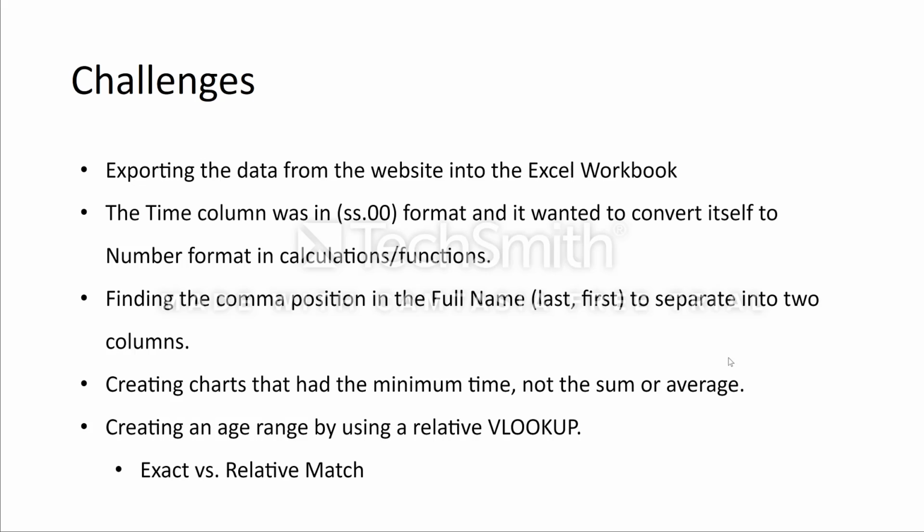The time column was in the seconds and hundredths of seconds format, and it automatically wanted to convert itself to the number format in calculations and functions, which we did not want because we are looking at seconds, which is different from a relative number. We had to find the comma position in the full name because the first and last name were in the same cell, and we wanted to separate those two out. We created charts that had minimum time, but they often wanted to default to the summer average, so we had to make sure they did not do this so we could actually compare them. And then, as I mentioned previously, we created age range using a relative VLOOKUP because we had to find the couple-year age spread, not just an exact age.